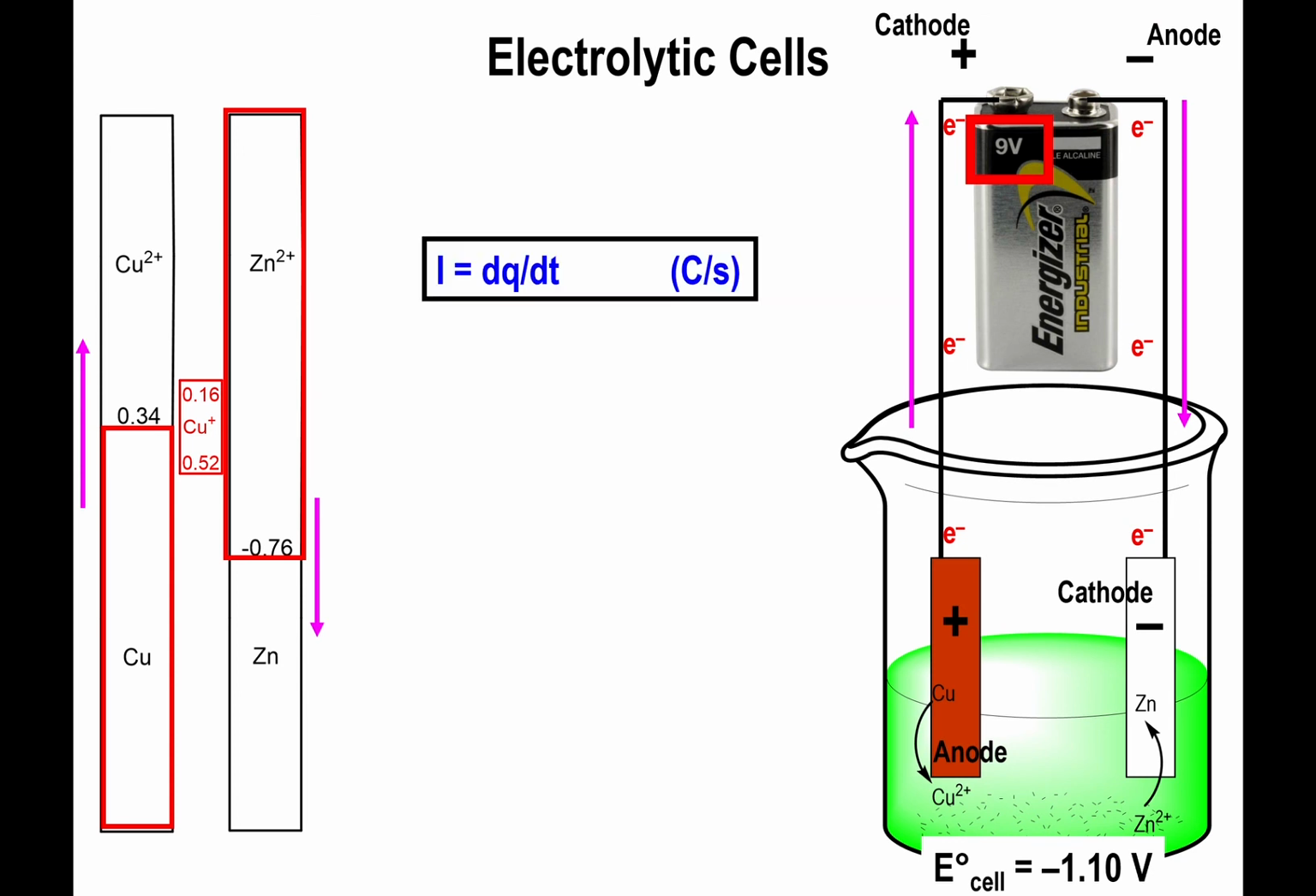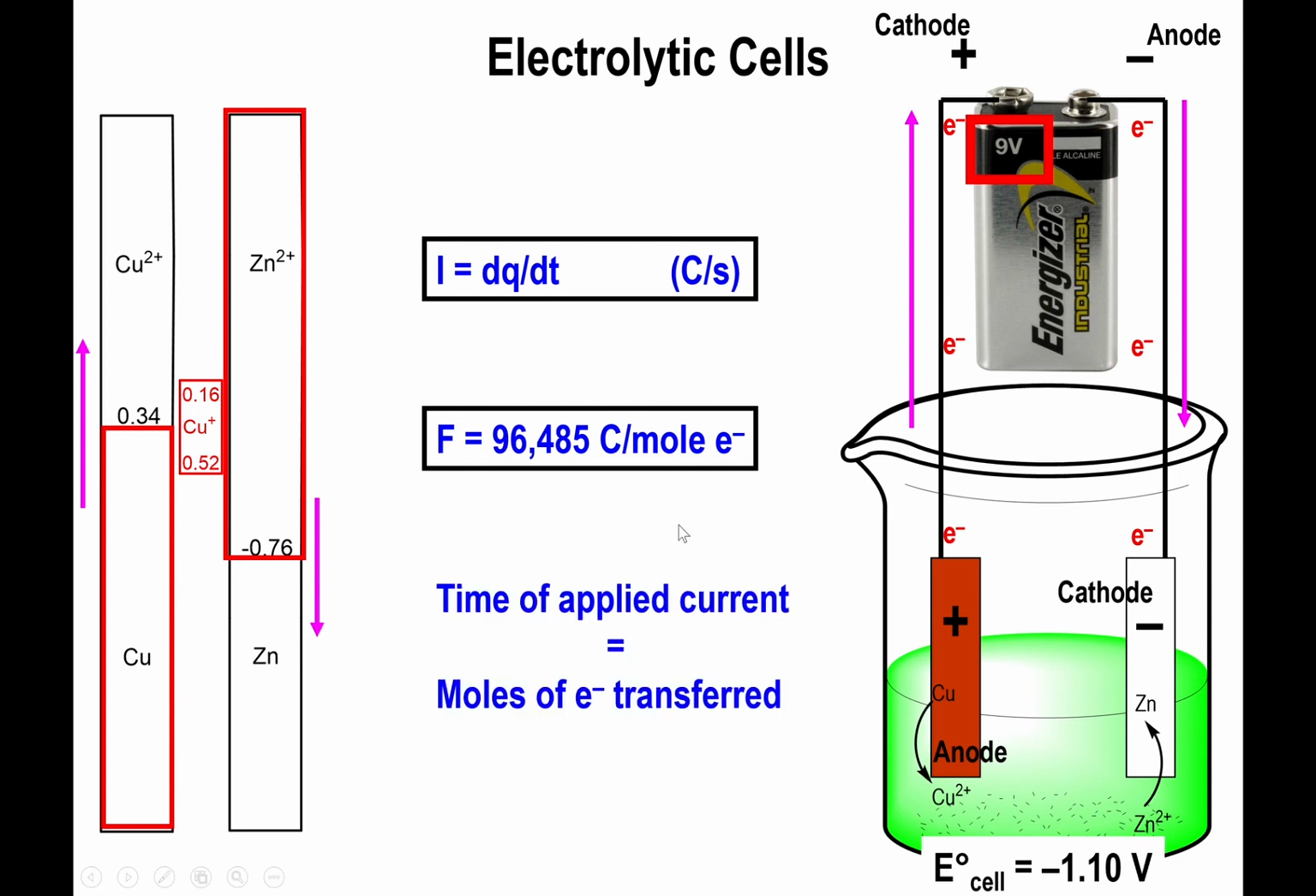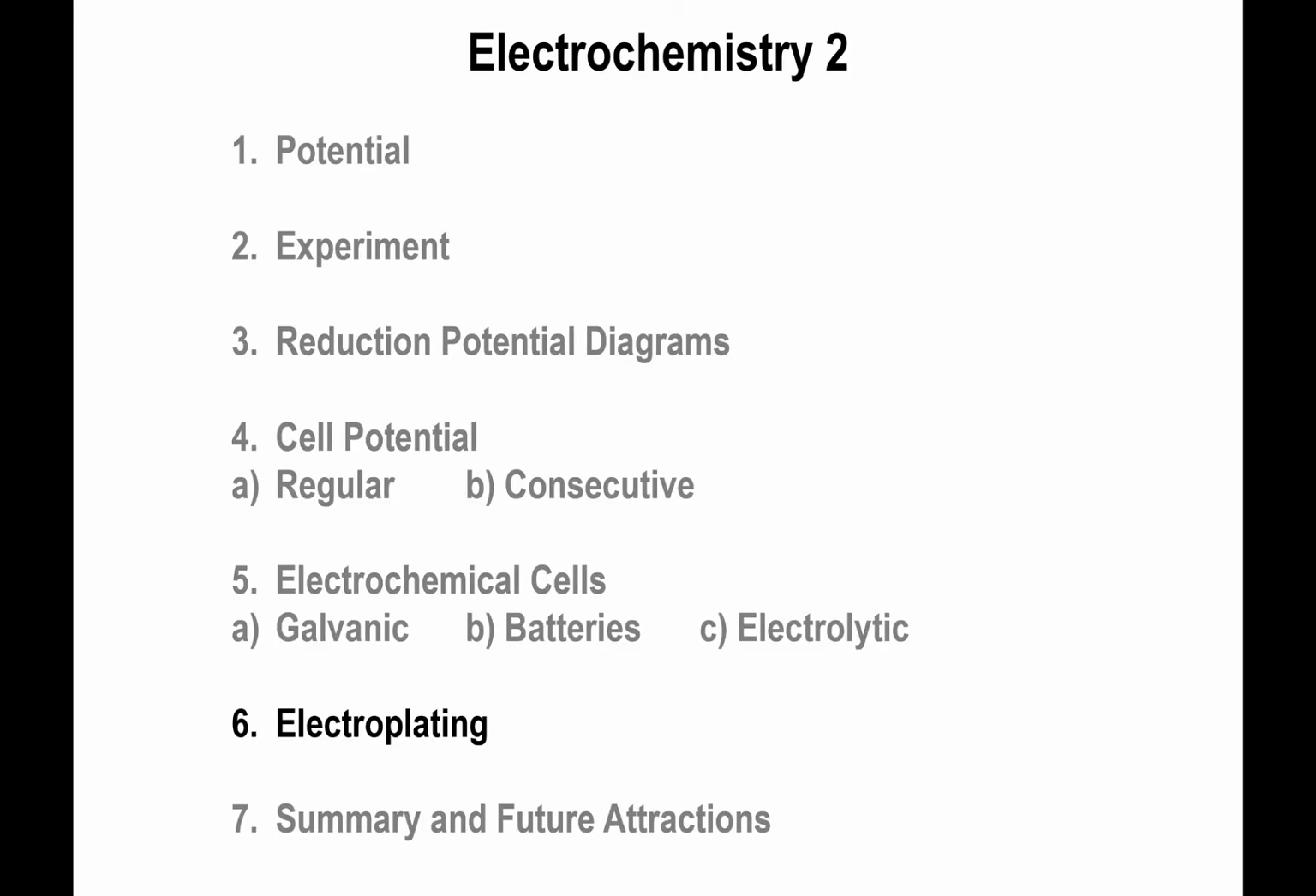Alright, second thing is that this is going to create a current that you can measure in amps. And amps, once again, is given in coulombs per second. That's the same thing. And the other thing is that we can determine, based on how much charge we're supplying, how many moles of electrons are being exchanged. So the time of applied current is going to ultimately be associated with the moles of electrons transferred, and this is something we're going to investigate in the next video. So let me stop this process right now, and on the next video we'll talk about electroplating.